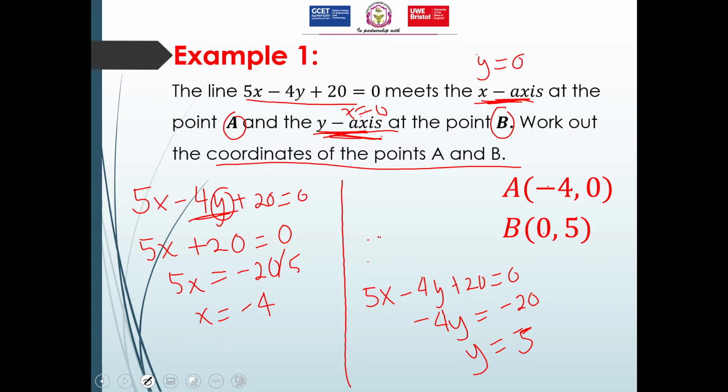X is minus 4 wherein y is 0, for this one that meets the x-axis. And then for the coordinates of B, y is 5 when your x is 0.